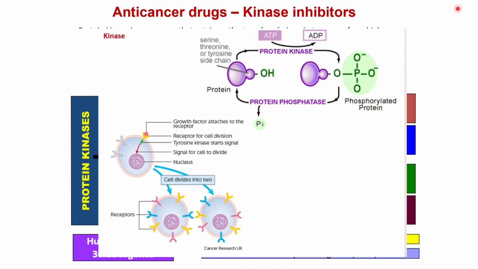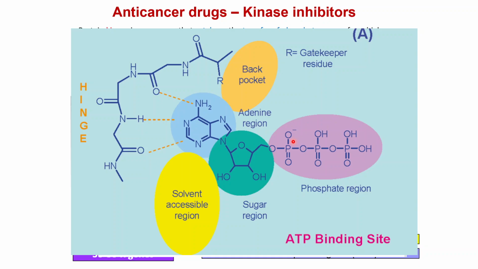So how do these kinase inhibitors act basically? The serine threonine kinase has a hydroxyl side chain which gets phosphorylated by ATP, and is dephosphorylated by protein phosphatase, and this gives the cellular signal. The growth factor attaches to the receptor, and the tyrosine kinase starts giving the signal. This signaling instructs the cell to divide into two, and cell division happens. Now if there is any problem with this signaling pathway, uncontrollable cell growth will happen, and we will have malignancy, which is known as a cancer cell.